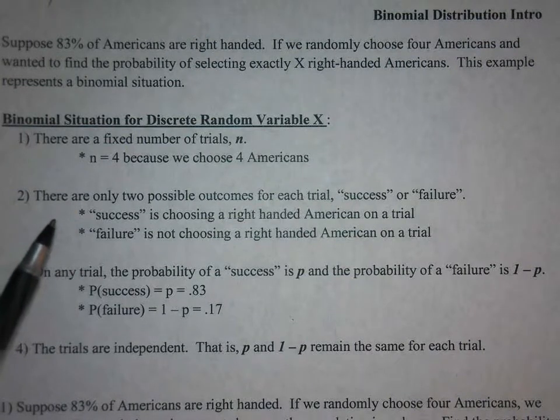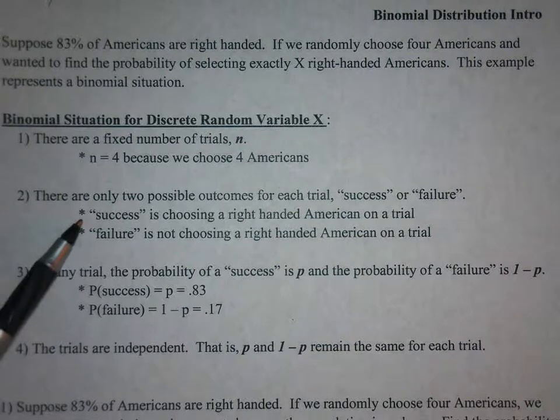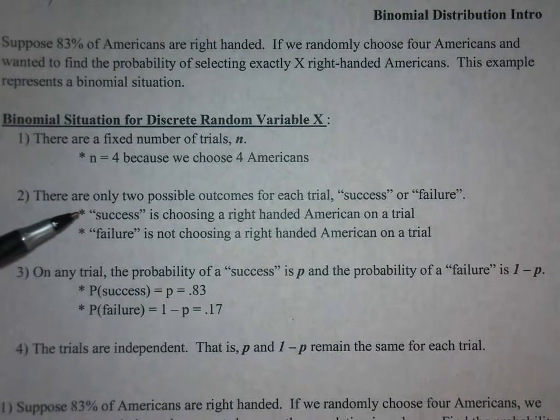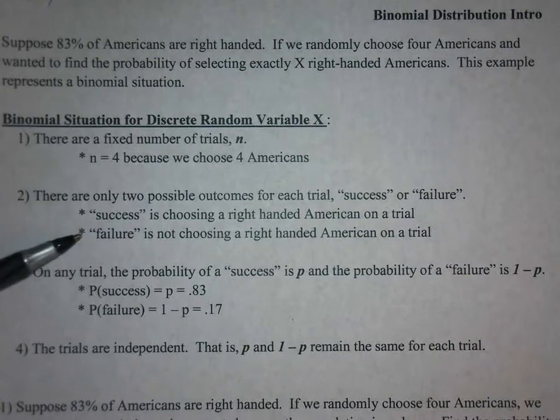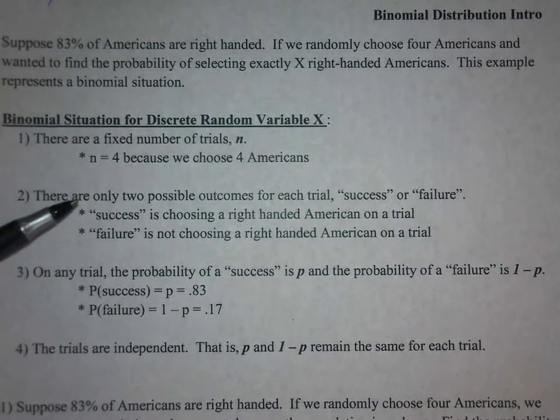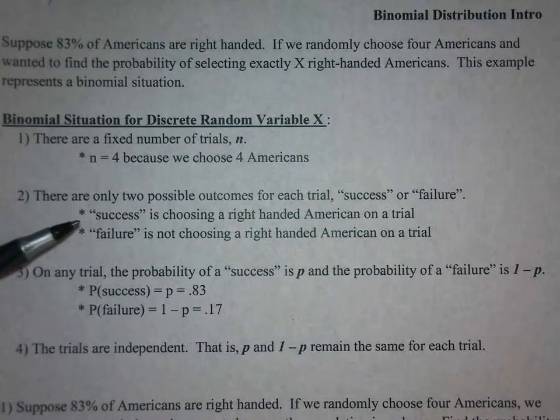The second stipulation, there are only 2 possible outcomes for each trial, and we can classify those outcomes as a success or a failure. So we will define a success, in this case, to be choosing a right-handed American on any single trial. So every time we choose someone, we're going to consider a success if we chose a right-handed person. Failure will be the complement of success. So whatever we choose that is not a right-handed American, that will be considered a failure. So it is up to you to define what a success and a failure is.